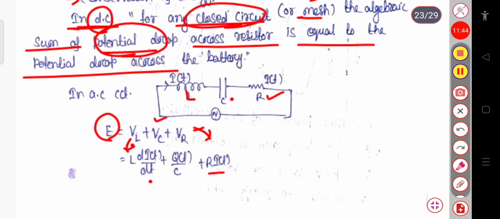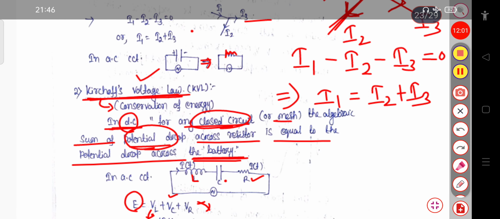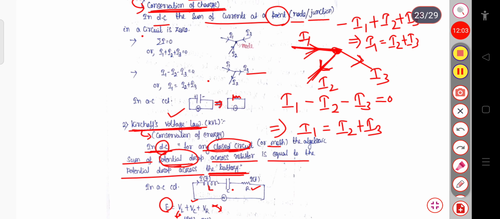Just keep this in mind: in case of alternating current or direct current, the algebraic sum of the potential drops across the resistors will be equal to the potential drop across the battery, and this leads to the conservation of energy. So this is the basic difference between KCL and KVL.